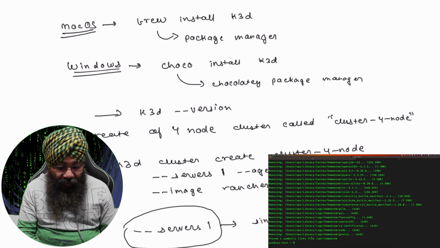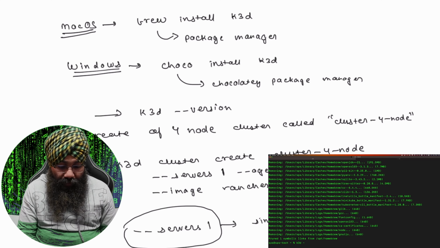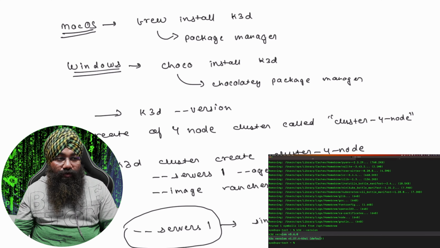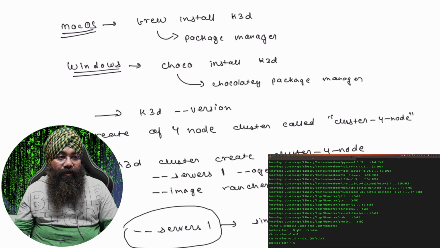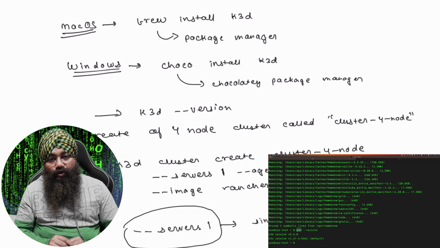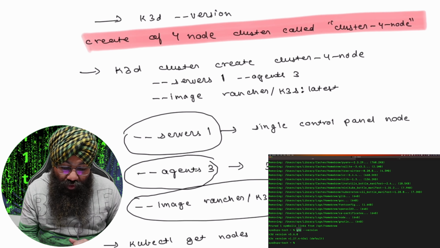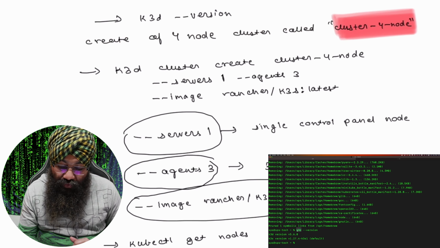So in order to verify, we will type k3d --version. And we can see that it is responding with the version to us. So k3d is now successfully installed on our computer. Now we will create a 4-node cluster, and the name will be 4-node.